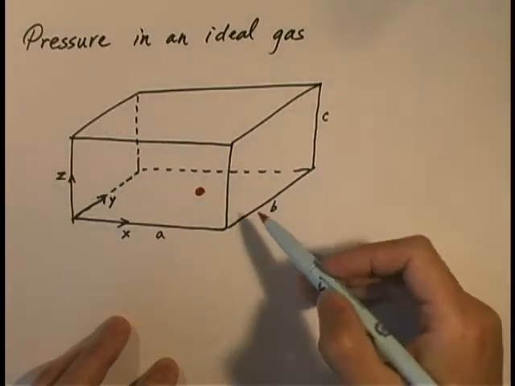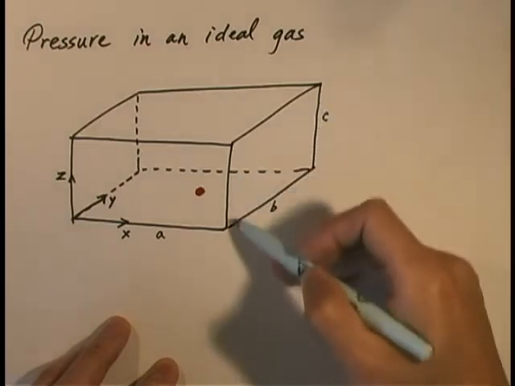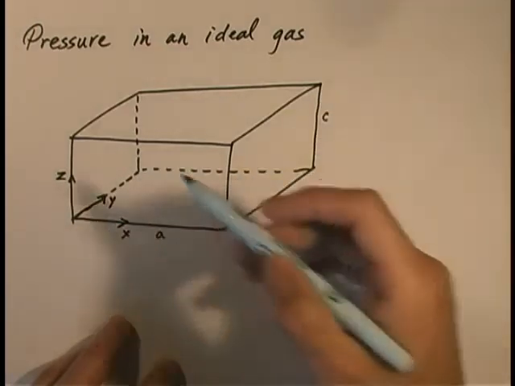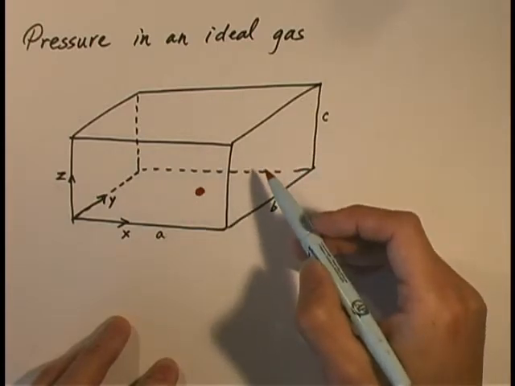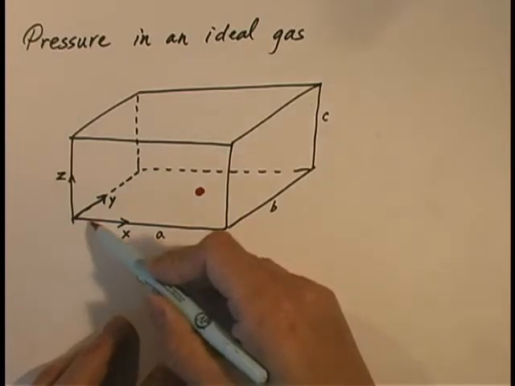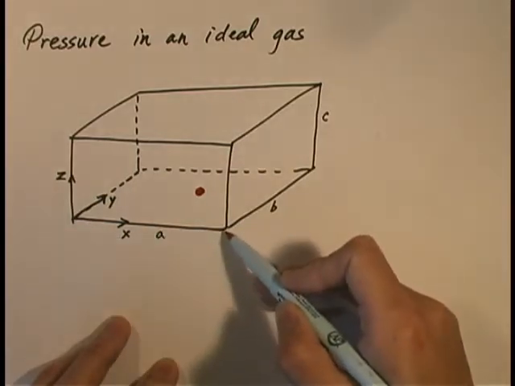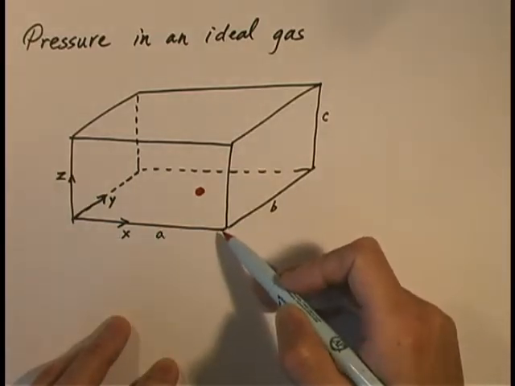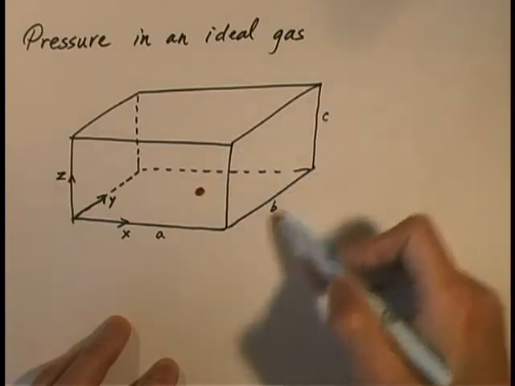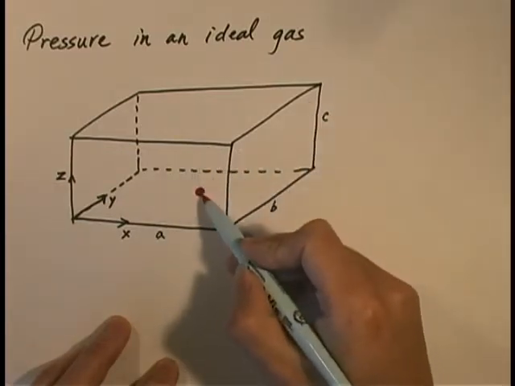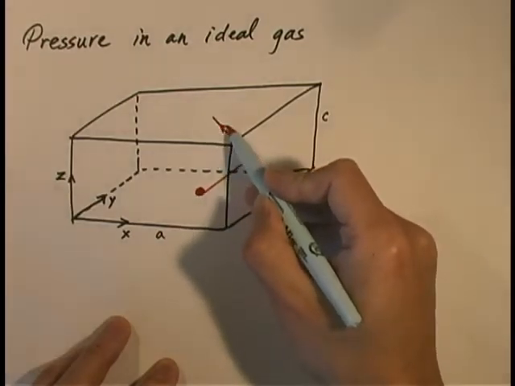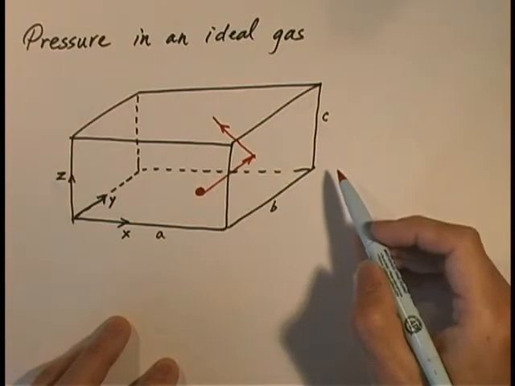We're only interested in this surface, okay? B and C, and that is parallel to the YZ plane. Okay, so the only reason why a molecule can collide with it is that this molecule comes in with a velocity along the x direction. If there is no component of velocity along the x direction, this molecule will only move parallel to the plane, will never hit it. Okay, so here is a typical collision, like this. Let's assume that the collision is elastic.